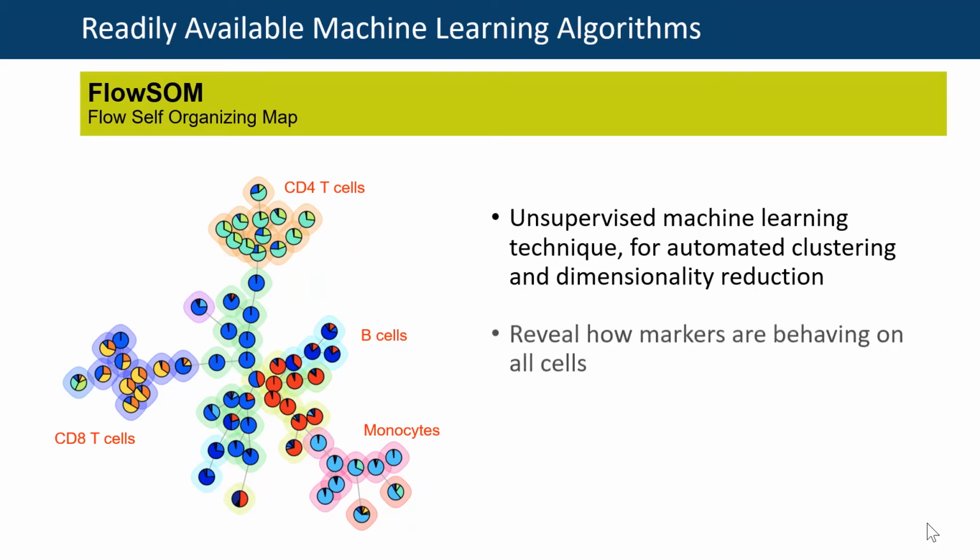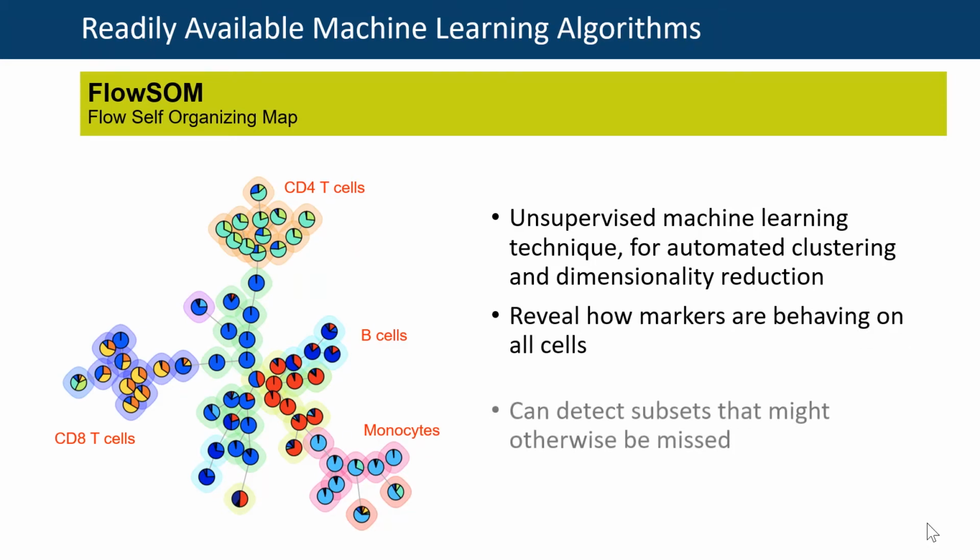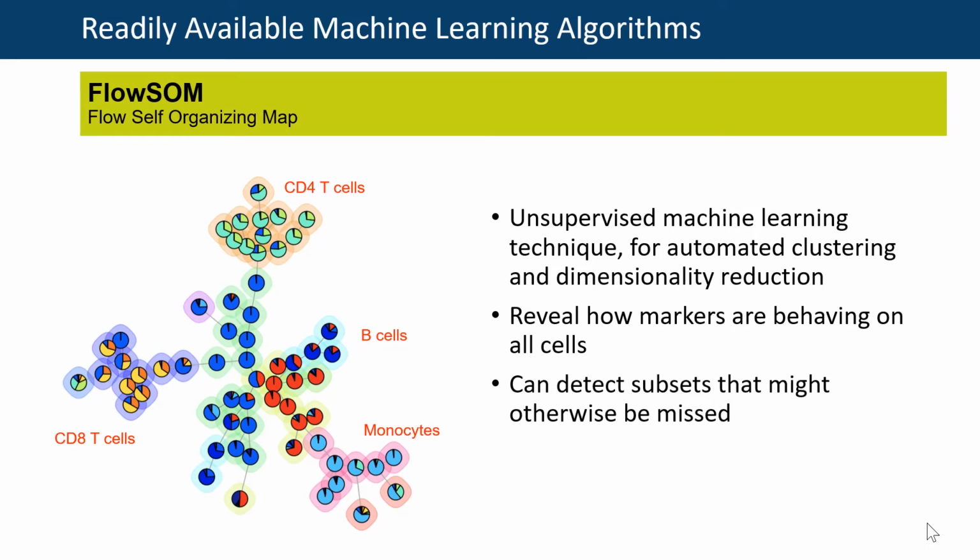And so this is going to allow us to reveal how markers are behaving across all of our cells, and we're going to be able to detect subsets that we may have otherwise missed. It's going to give us a great visual representation of what's going on within our data set. We can also take this Flowsom and layer it back on top of a Visney. So the two in conjunction are going to be really useful. And it's going to allow us to automate our data analysis a little bit more.